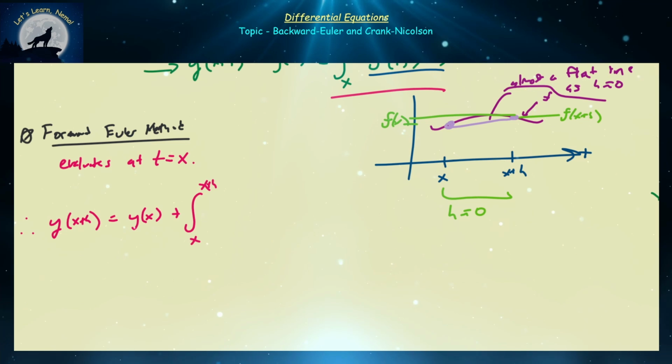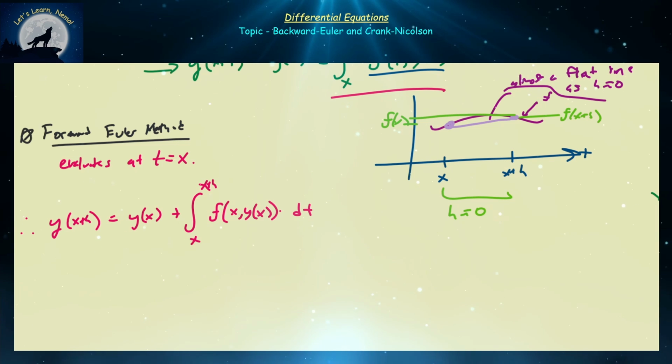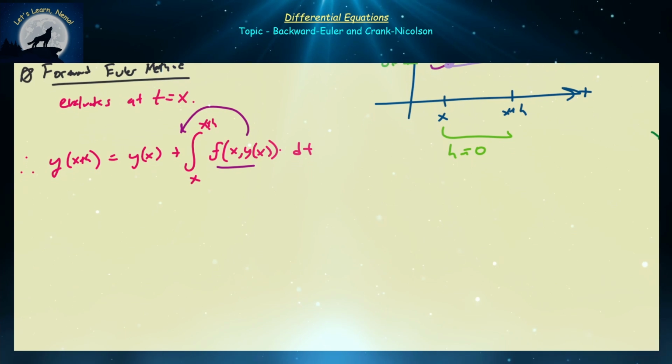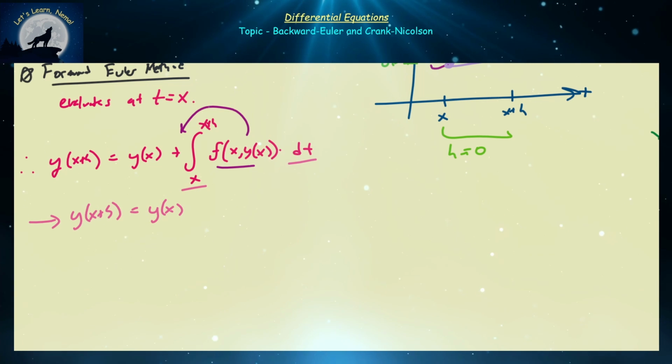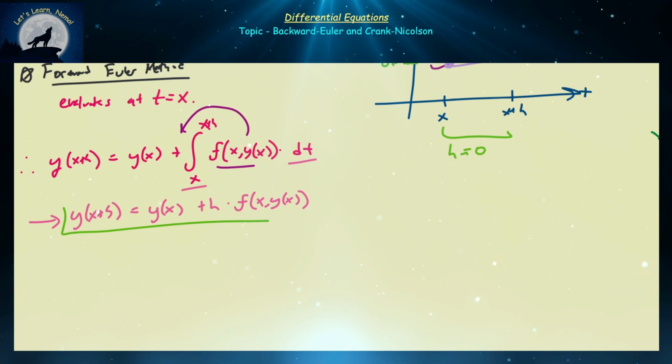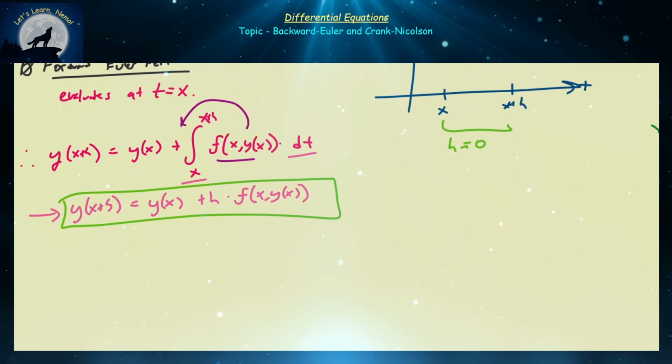So everywhere we see t, we replace it with x, so we're going to have f of x, y of x times dt, because this is the integral with respect to t, not x, so we can actually factor that out. So once we have that, we're going to have y of x plus h is equal to y of x, and then we're just going to have an integral with respect to t, which is just going to be t, evaluated x plus h minus x, which is just going to be equal to h. So we're going to have h times f of x, y of x. And that is our familiar Euler method.